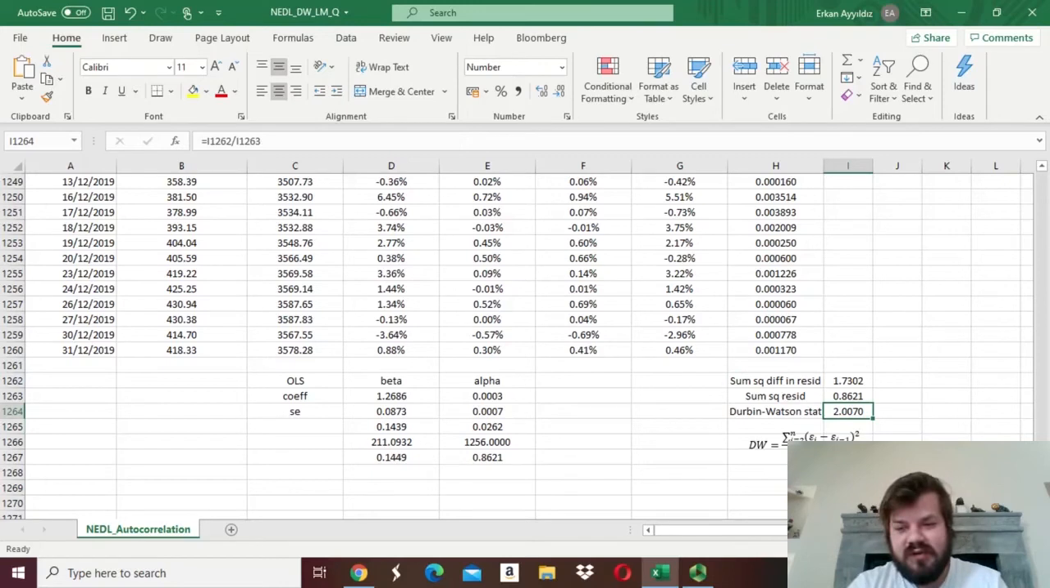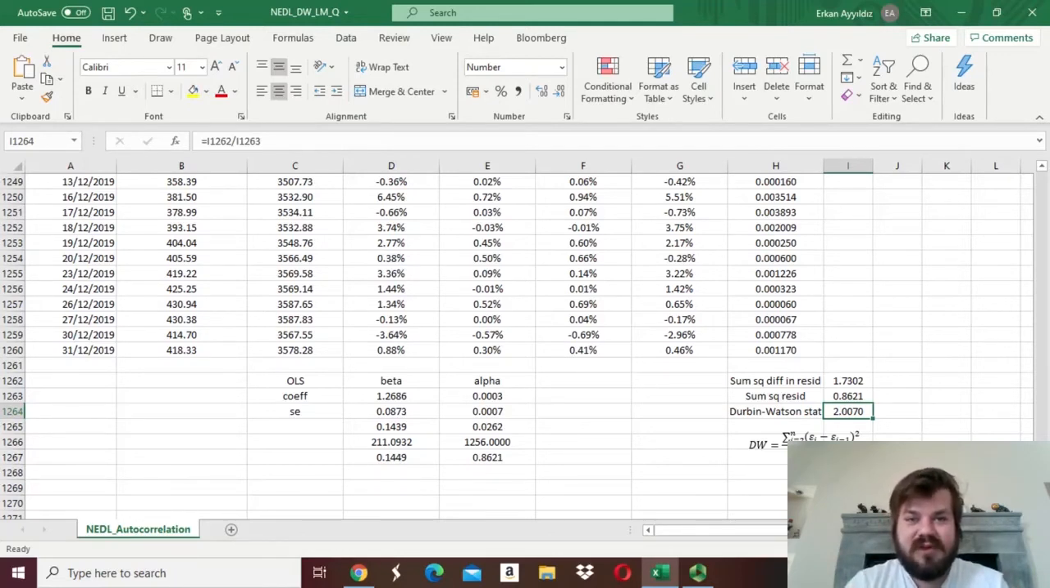And to interpret the Durbin-Watson stat, you need to first know that the Durbin-Watson stat fluctuates within the boundaries of 0 to 4, so it can be as low as 0 and as high as 4. And the ideal value of the Durbin-Watson stat is right in the middle, it's 2.